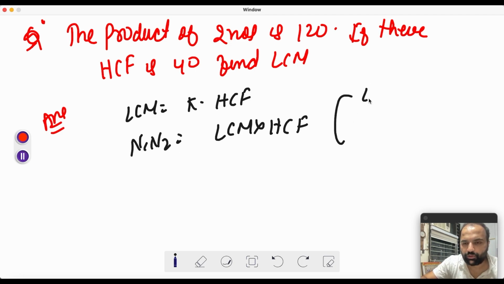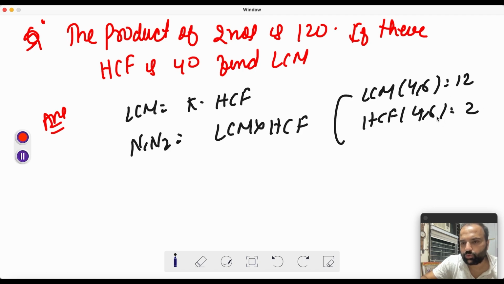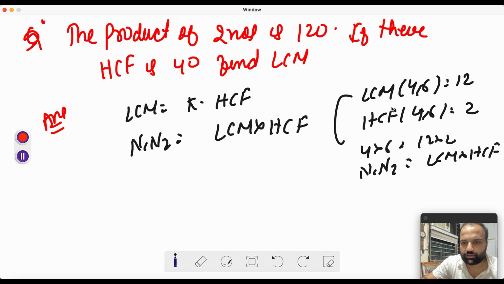For example, when we took the LCM of 4 and 6, it was 12, and the HCF of 4 and 6 was 2. So if you multiply 4 and 6, it will be equal to 12 into 2. So N1 N2 is equal to LCM into HCF. This was the third relation we missed out. Now we know N1 into N2 is equal to LCM into HCF.